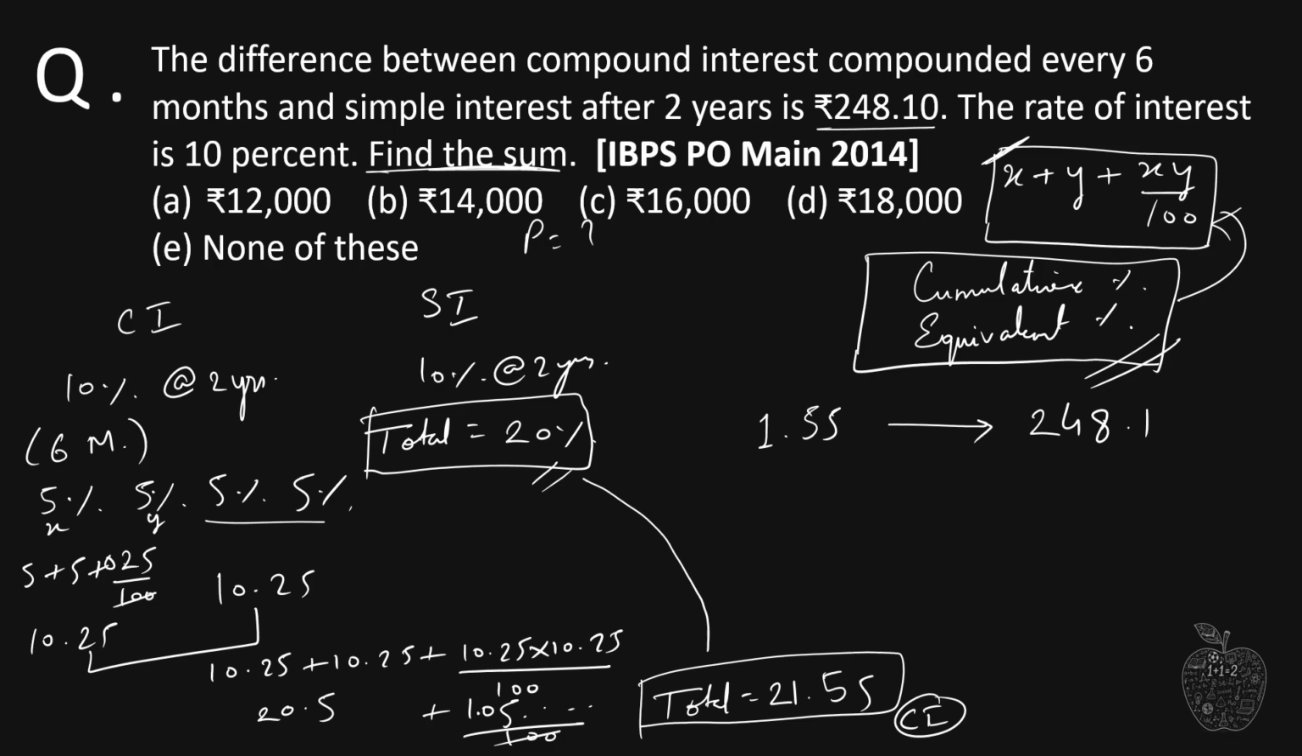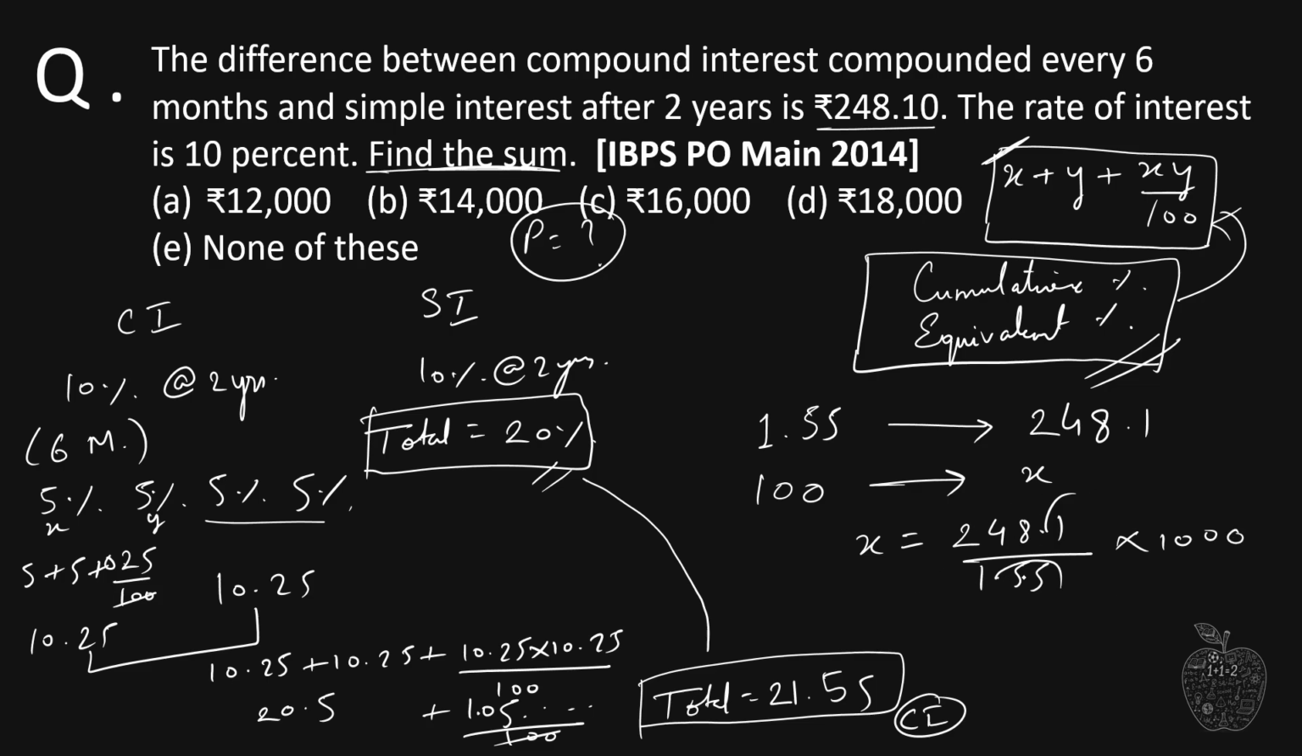We are asked to find the sum. Sum means we are asked to find the principal. So the principal is always 100%. Let's assume this is x. So let's calculate for x. We do cross multiplication: 248.1 divided by 1.55, into 100. Removing these two decimals, we remove one decimal here and add another 0. I've already calculated this value. This comes out to be something like 16,000.6. So let's approximate this value to 16,000, and this is our required answer.